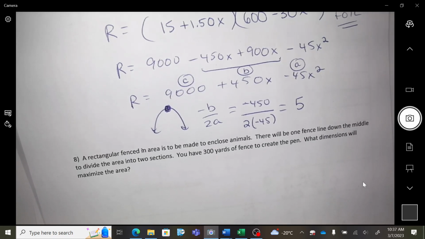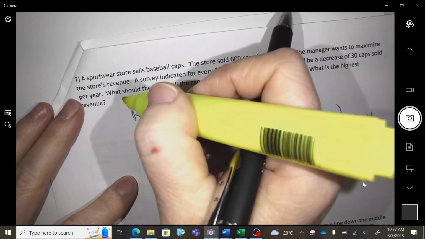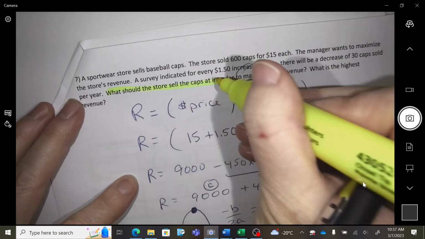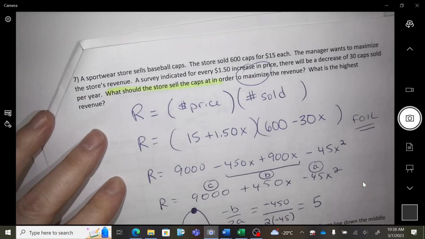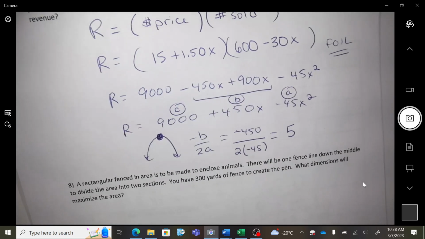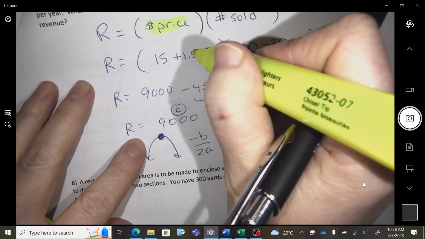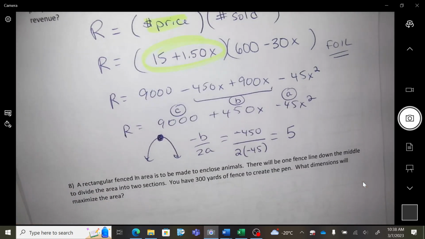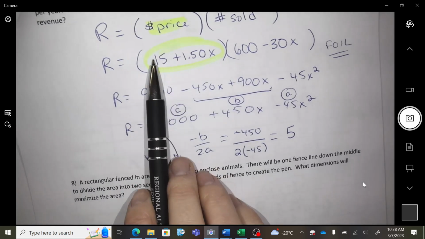Okay, so I'm getting 5 as an x value. Now, there's 2 questions, and on your test, be careful to read all the questions. First question, what should we sell the caps at? What should be the sale price for the hat? What do we do? Plug the 5 into just the price.